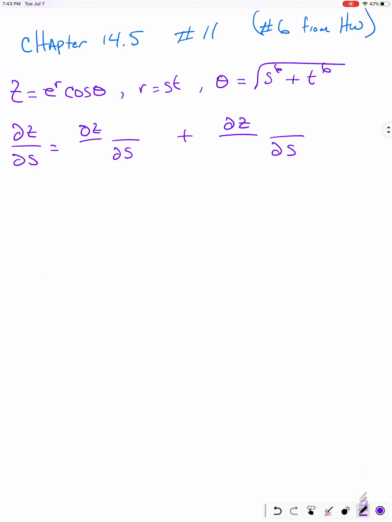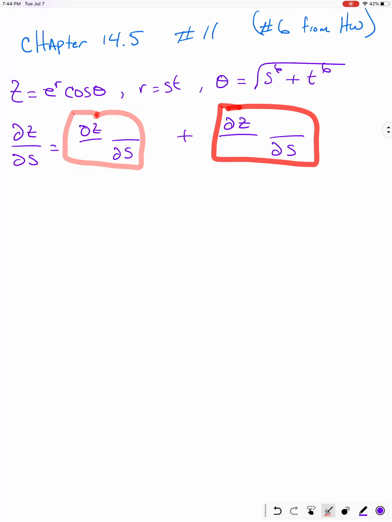So what I like to do when dealing with a chain rule is just remember that I have this dz ds, and I'm going to write two copies. This is the first copy I'm going to write, and this is the second copy. I write it as the partial derivative of z with respect to s and the partial derivative of z with respect to s. See, I've written those partial derivative signs twice, but I've written them kind of funny.